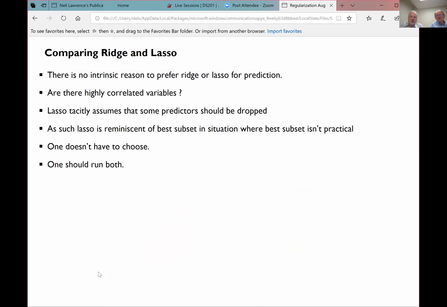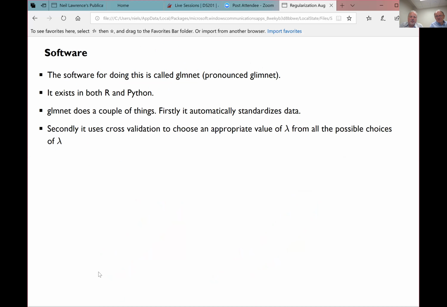Okay. So there's no intrinsic reason to prefer one over the other. Lasso, as I said, may be useful if you're trying to reduce the number of variables. Lasso can be used as a technique to find variables to remove. You just remove the ones that lasso says have 0 coefficients. And of course, one doesn't have to choose; one can use both.